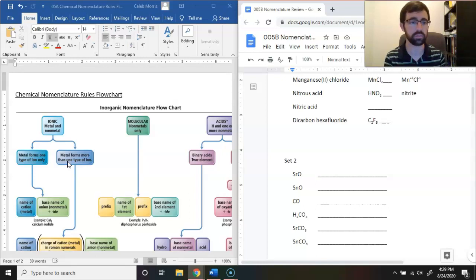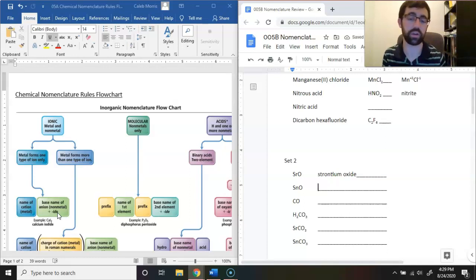Okay, so my name is just going to be the name of the cation and the name of the anion. The anion, since it's just one nonmetal, I'm just going to take the root name and replace the ending with "ide." So this becomes strontium. And instead of writing oxygen, I'm going to replace the end of it with "ide," oxide. Strontium oxide.